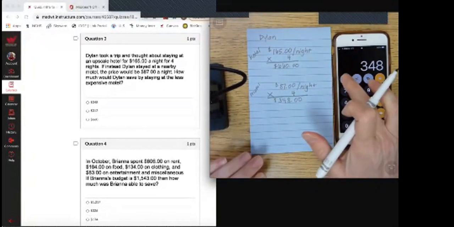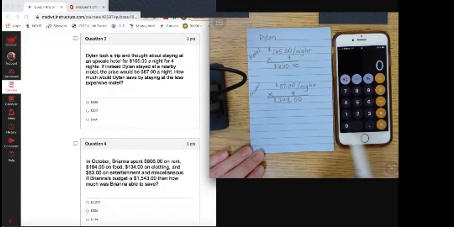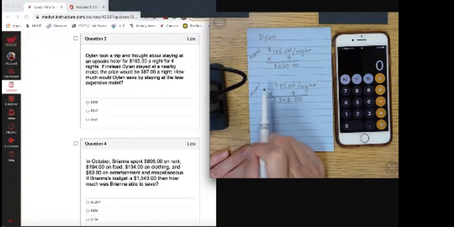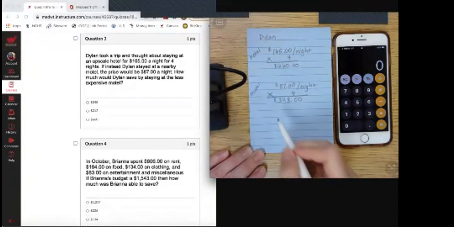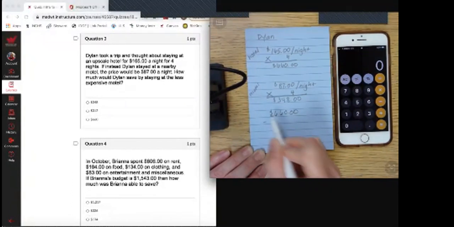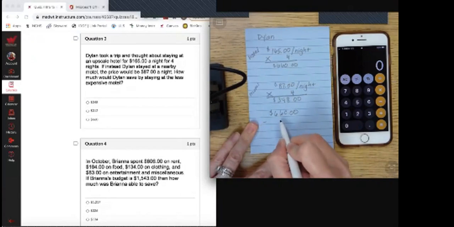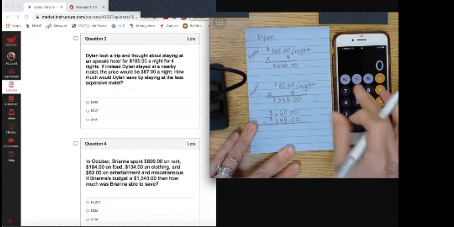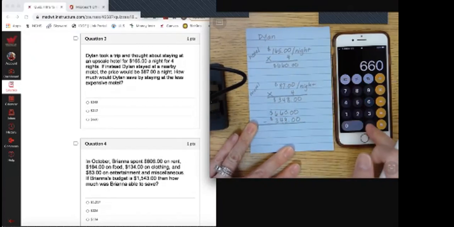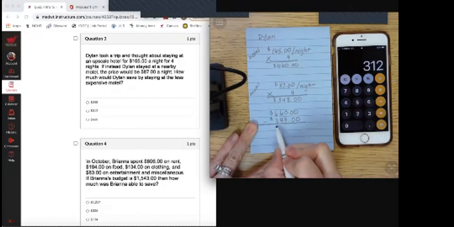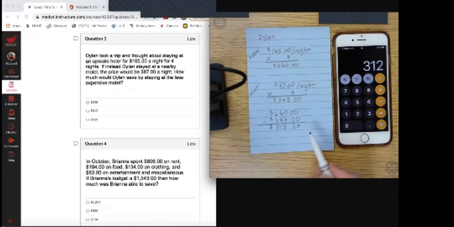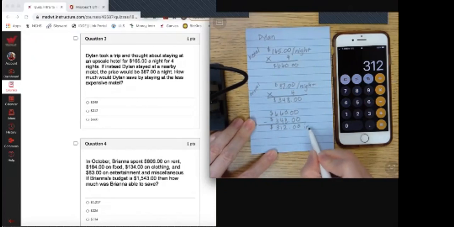So now we need to find out what is the difference. If he ended up staying at the motel instead of the hotel, how much would he be saving? So we're going to take $660 and subtract $348. Minus $348 is $312. So he would have saved $312.